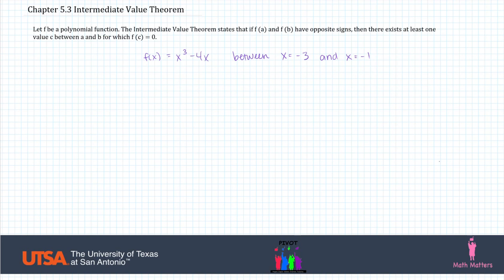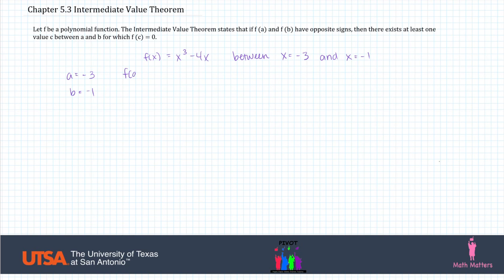So we're given an example, f of x equals x cubed minus 4x between x equals negative 3 and x equals negative 1. And we want to use the intermediate value theorem to prove that at some point this function crosses the x-axis between negative 3 and negative 1. So we're given the interval negative 3 and negative 1. So a is going to be negative 3 and b is going to be negative 1.